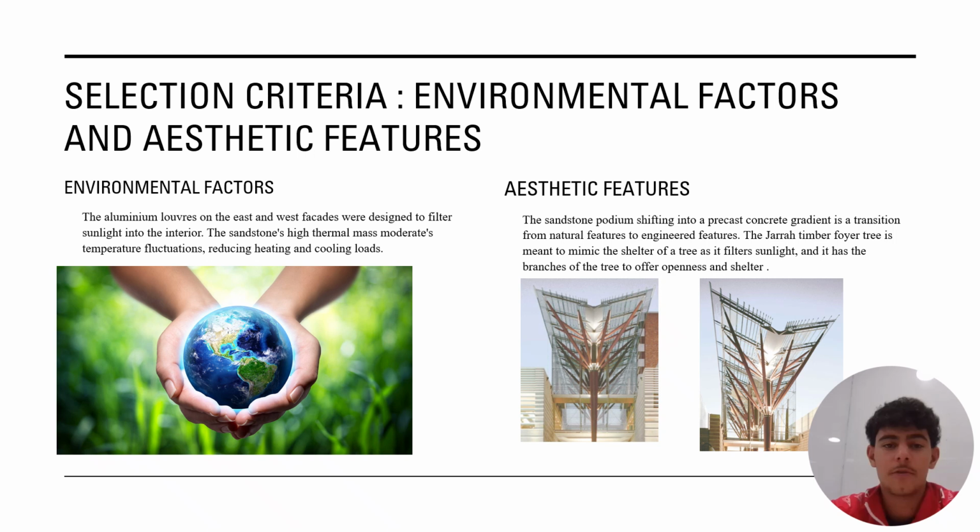For environmental factors, aluminium louvres on the east and west facades filter sunlight, reducing glare and heat gain. Sandstone's thermal mass moderates temperature fluctuations, reducing heating and cooling loads. For aesthetic features, as the materials in the building transition from sandstone to concrete and finally to aluminium, the building shifts from natural to engineered materials. The jarrah foyer tree and warm timber finishes create a feeling of openness and shelter, mimicking a natural tree.